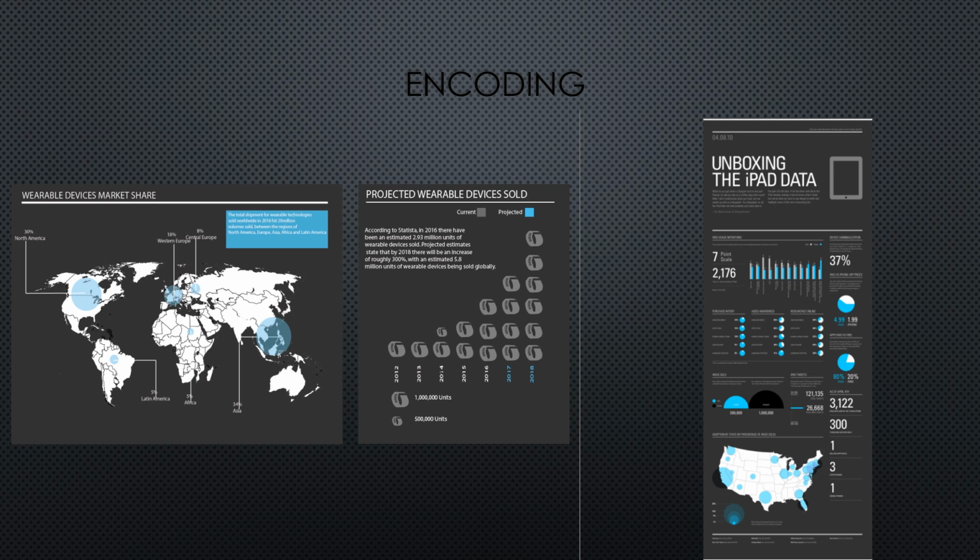And I also use encoding from a projected wearable sold, represented through my isotype, which is the display on the right, where time starts from the distance to the left, and number of devices is represented by the number of Fitbits sold. So as you can see, 2012 starts from the left, and then 2018 starts from the right, and then I have it where the blue is color coded to represent the projected, and I have the key at the top as well to show that blue is projected while the gray is current.